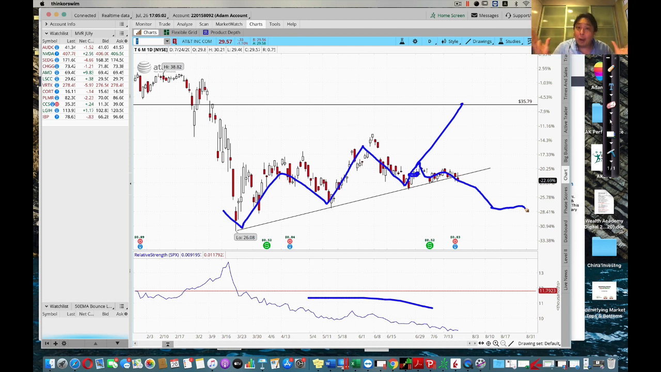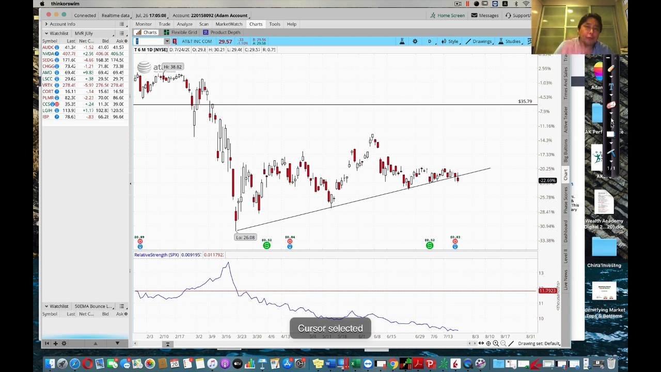So that's one way to look at relative strength using certain charting software like Thinkorswim. Another place to get relative strength is from the IBD, Investors Business Daily, investors.com. You can check out their website or you can download their free app.